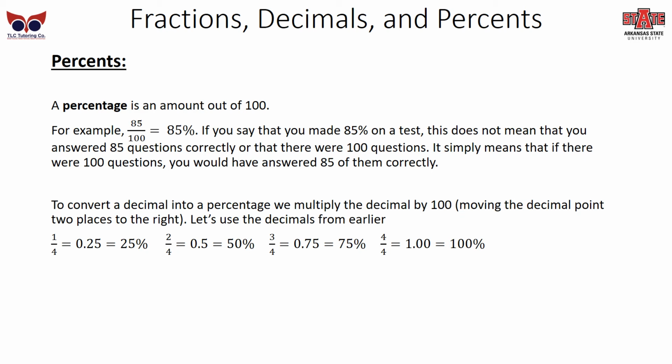So to convert from a decimal to a percentage, we multiply the decimal by 100, and we're going to move the decimal place 2 places to the right. So 1 quarter is the same as 0.25 multiplied by 100. That's 25%, and you can see how that holds the same all the way across.